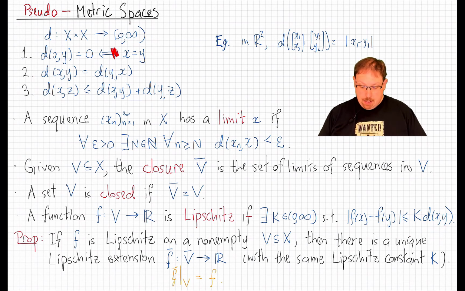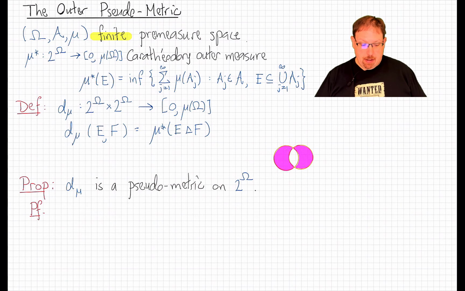But this condition still makes perfect sense, and the same theorem that a Lipschitz function on a subset automatically extends uniquely to a Lipschitz function on the closure works in the pseudometric context. And that is on your homework. We're now going to see how to construct a pseudometric adapted to the premeasure mu. In fact, it will be defined in terms of the outer measure of that premeasure.